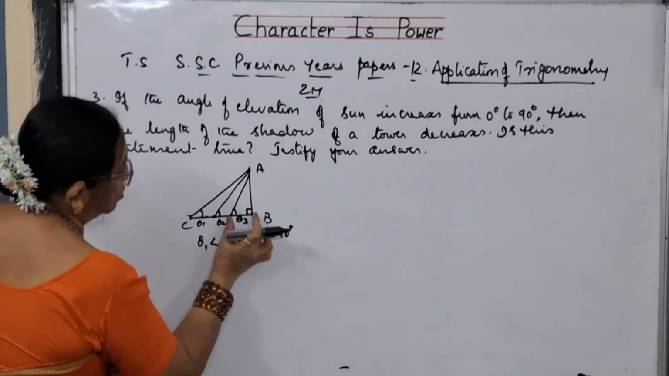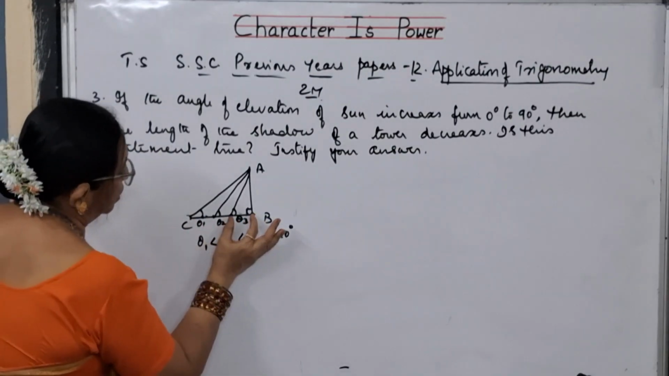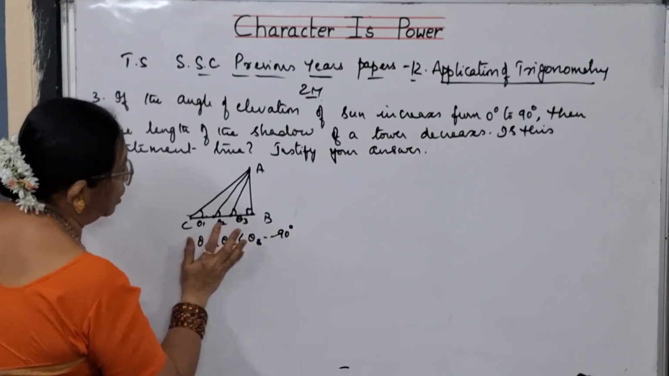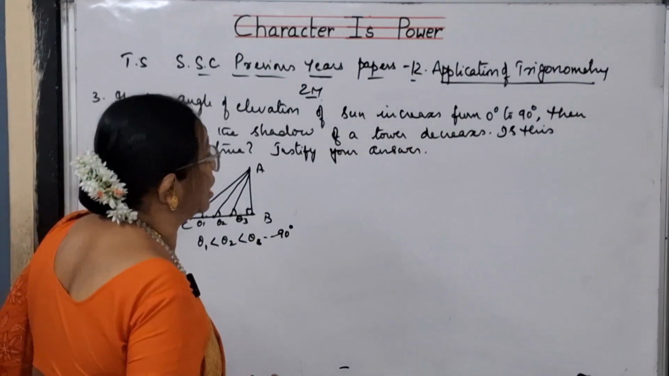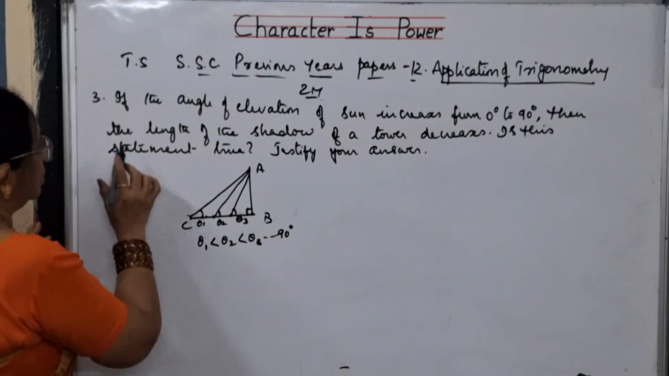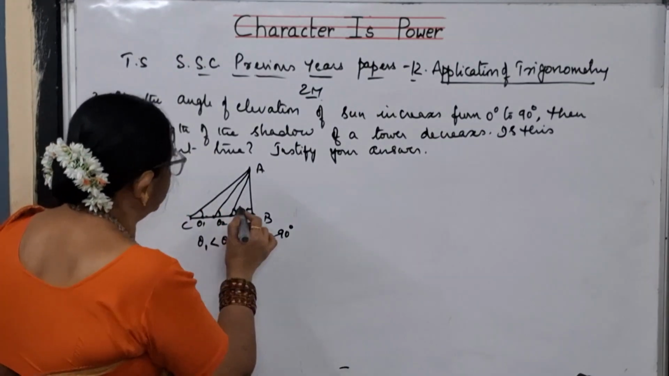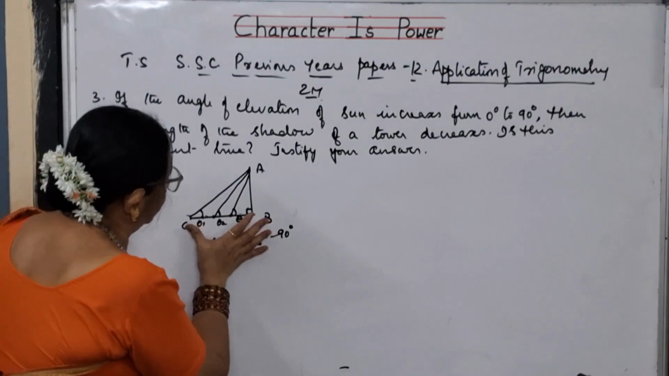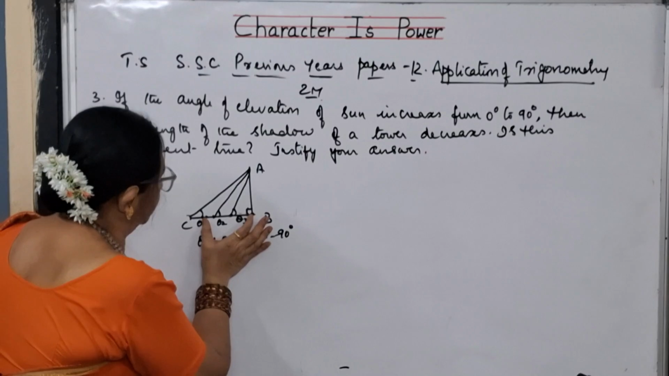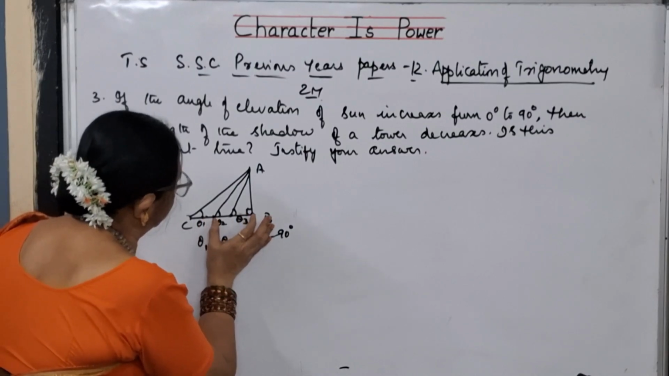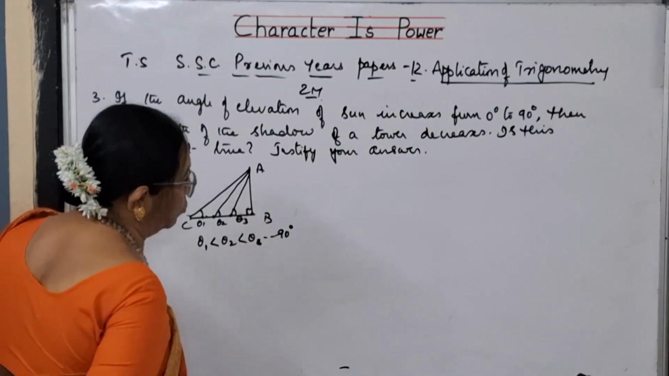That means what is happening? This distance is a shadow. So compared to the distance of the shadow here, this distance is less. That means the shadow length is decreasing. What does the statement say? If the angle of elevation of the sun increases from 0 to 90, then the length of the shadow of the tower decreases. Definitely, the length of the shadow is decreasing. This is the shadow at a lower angle. This is the shadow. When the angle increases a little bit, the shadow decreases. Again here, the shadow decreases. Here also the shadow decreases. So as you get here, there won't be any shadow.